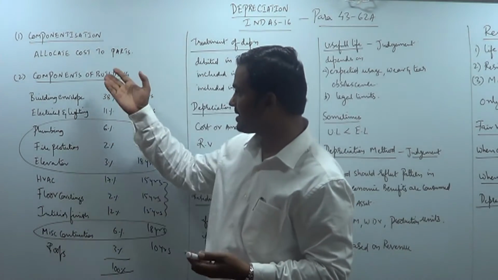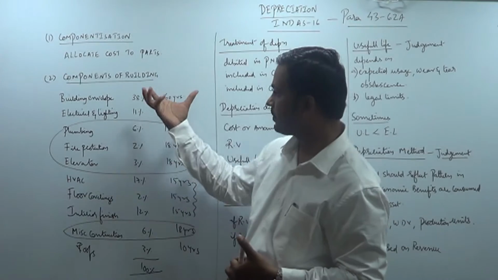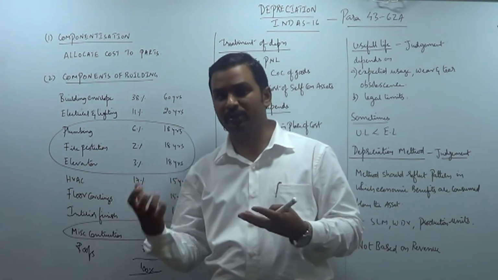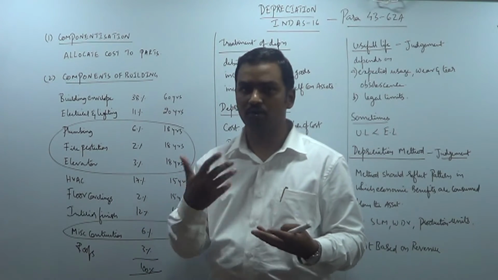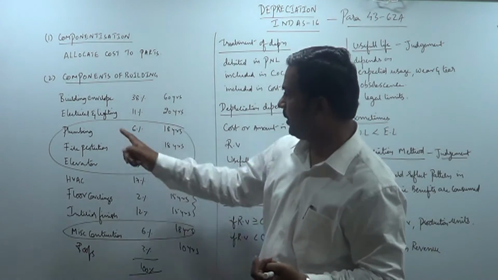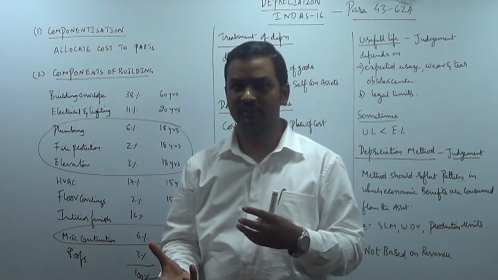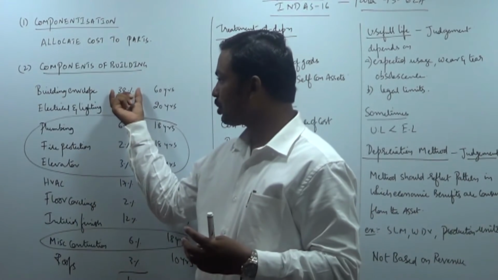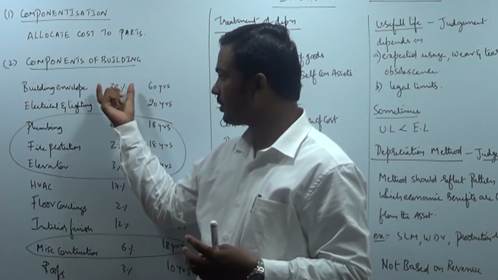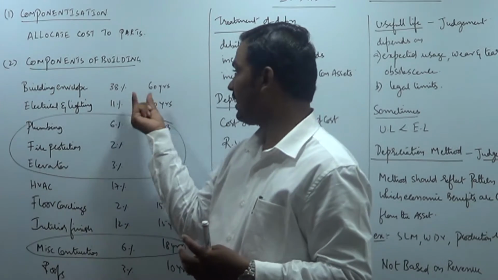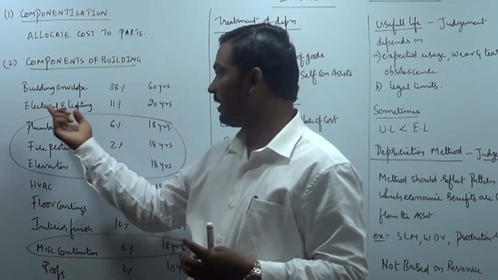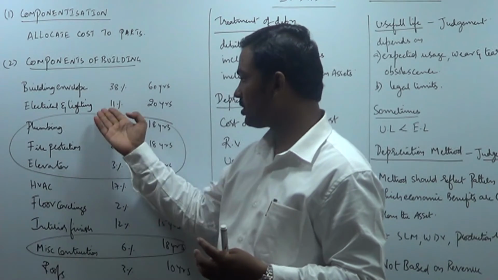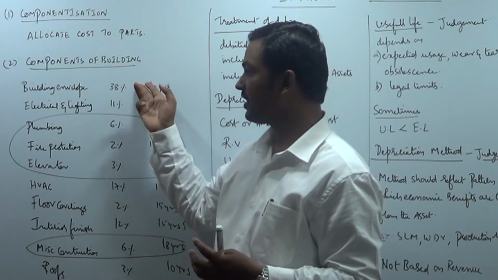Okay. So we have an example here, components of a building. A building is a very costly asset for an entity, and the building can also be divided into various components. And how to deal with that, I have taken an example here. Building envelope is nothing but the foundation, the pillars, the slab, the walls. That is called building envelope. Out of the total cost, 38% of the cost is allocated to the building envelope. Life is estimated as 60 years. Electrical and lighting fittings, 11% of the total cost, life is 20 years. These are significant parts.